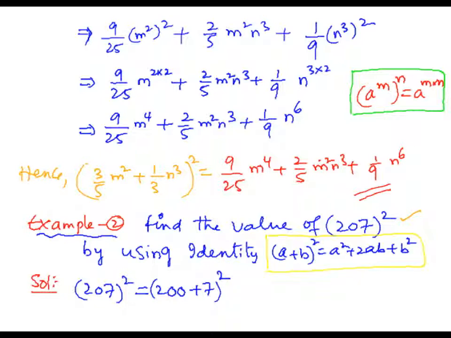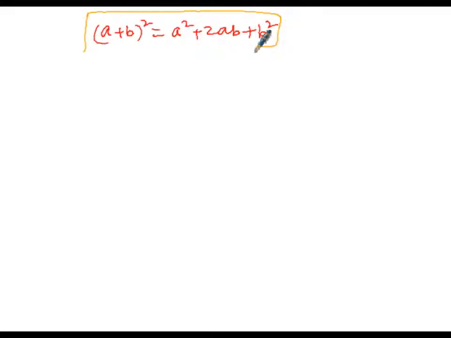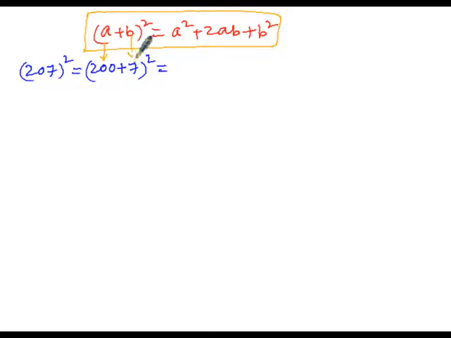The next logical step: since (a plus b) whole square is equals to a square plus 2ab plus b square, based upon this identity we can find out the value of 207 whole square. We split it as (200 plus 7) whole square. By comparing, we have to replace a by 200 and b by 7 in the result, so a is equals to 200 and b is equals to 7.